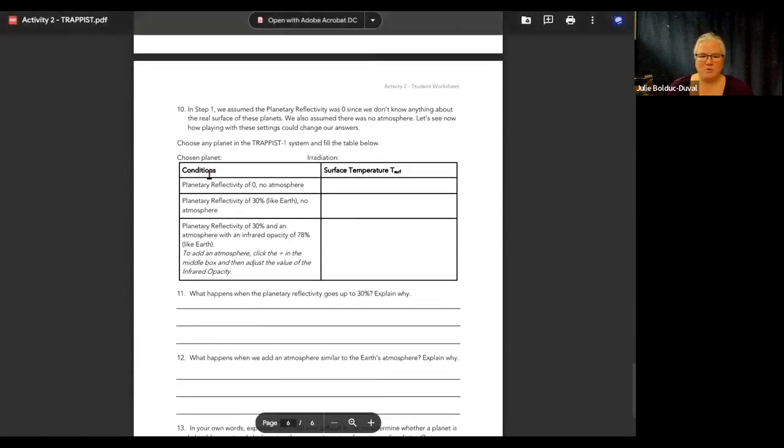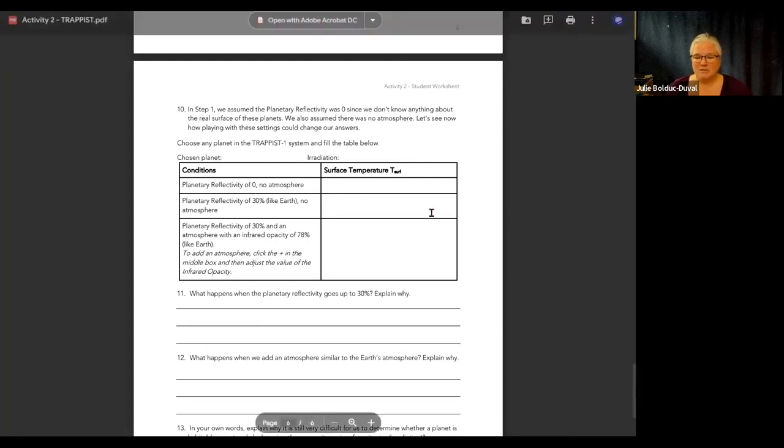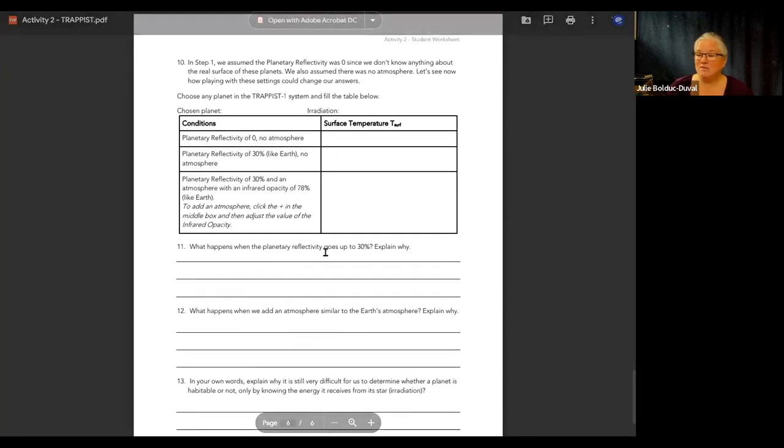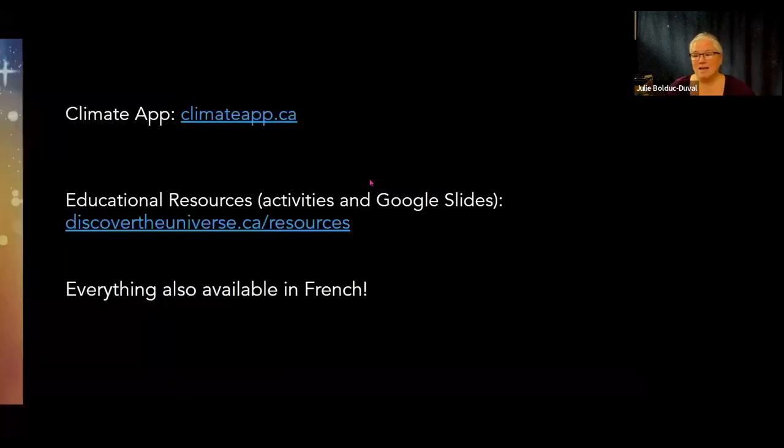At first we go without an atmosphere. Then we add the atmosphere, we change a bit. What if the planetary reflectivity is different? So anyway, a lot of potential, a lot of great activities. So I highly recommend you check the ClimateApp in our resources on Discover the Universe.